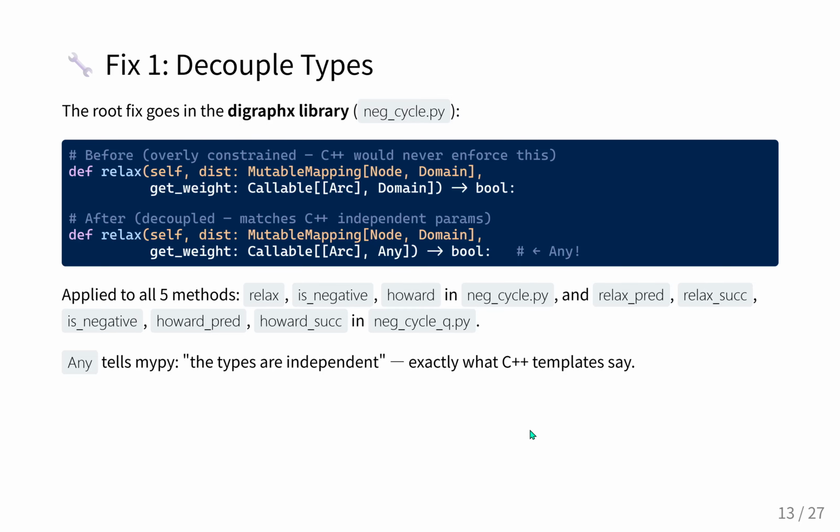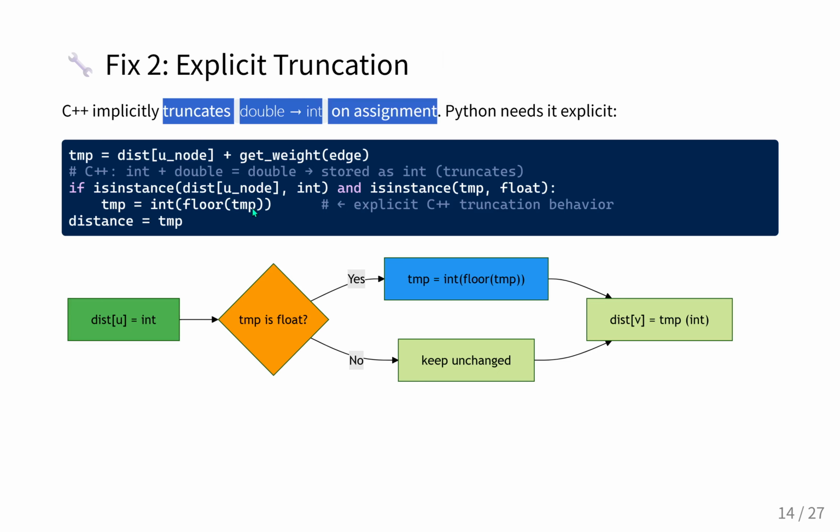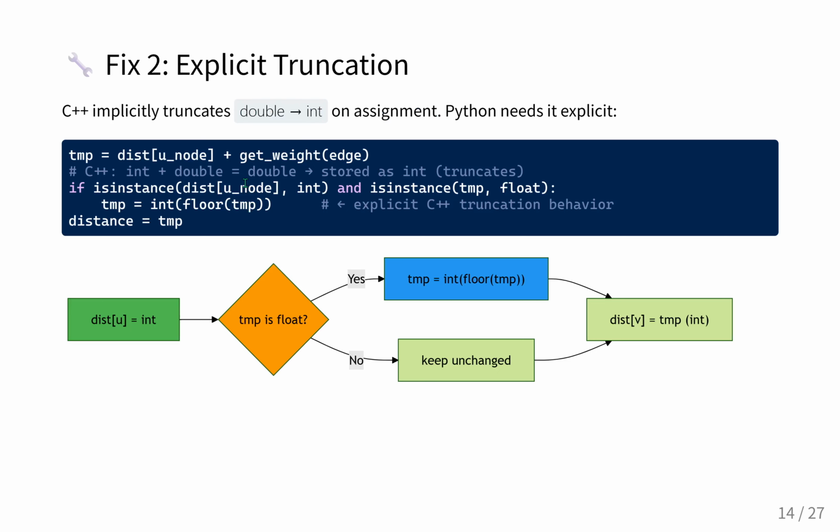C++ is very forgiving under the hood. It'll just implicitly truncate a decimal down to a whole number, like turning a 4.9 into a 4 automatically behind the scenes. Right, but Python refuses to do that implicitly. It forces you to be deliberate. Exactly. Python's philosophy is explicit is better than implicit, so the developer had to manually add a truncation function, literally wrapping the cost variable in an int command. So Python knew, without a shadow of a doubt, to chop off that decimal.